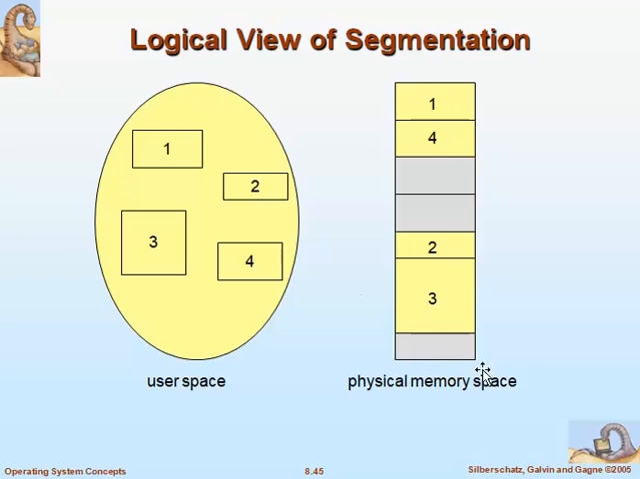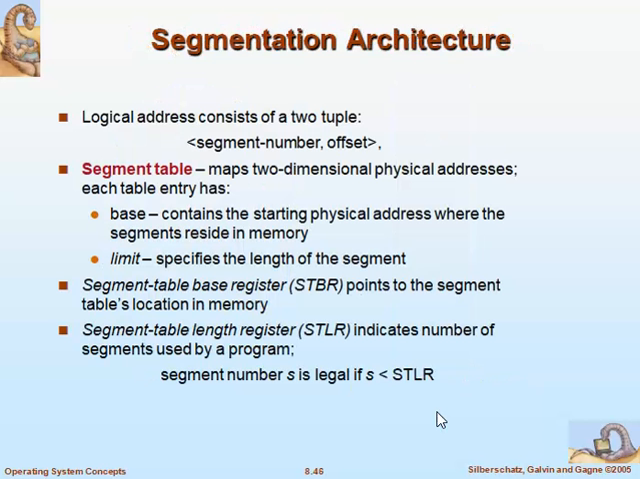So the physical memory will have the frames. Segment 1 corresponds to this frame 1, and segment 2 corresponds to frame 2. Segment 3 corresponds to frame 3, and segment 4 corresponds to this particular frame 4 on the physical memory space. Now we will see what the segmentation architecture is and how it is done.